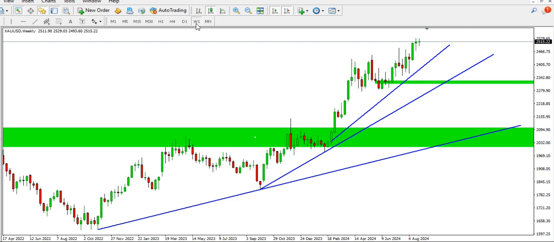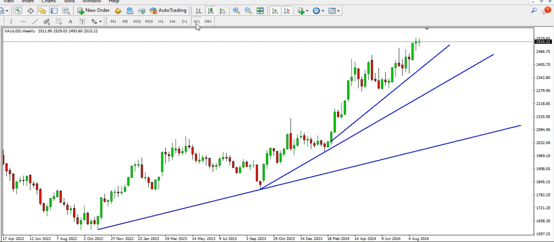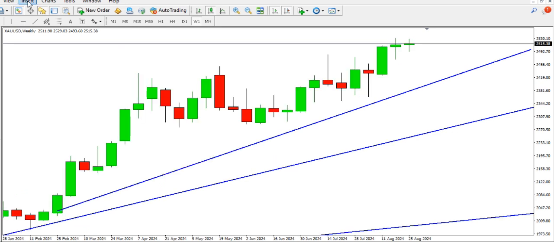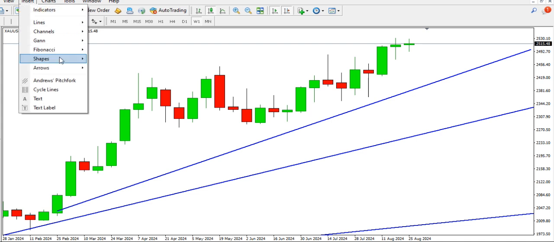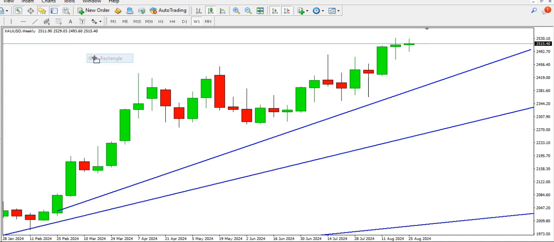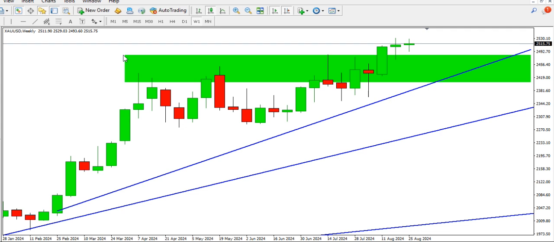On the weekly time frame, let's look at what we have. The weekly time frame shows that price of gold has broken the recent range. It has broken out of the recent weekly range. We have the range top somewhere around here, and we had a clean breakout. It retests, and then price starts to form bullish candles above the breakout zone.